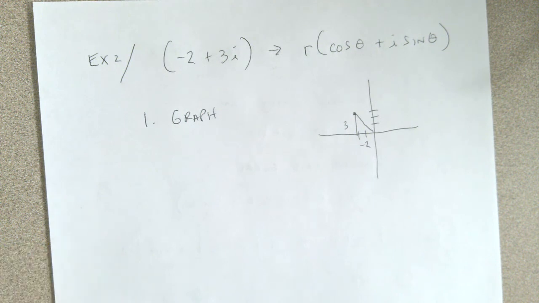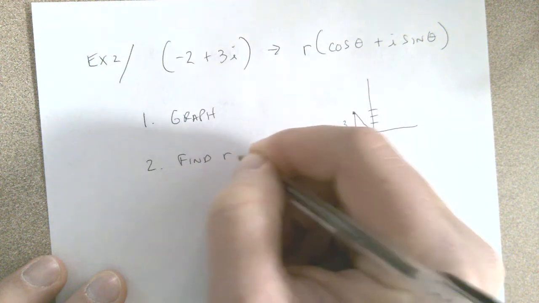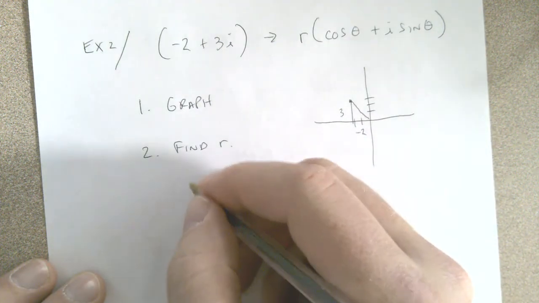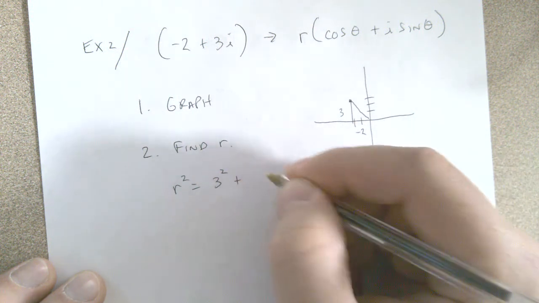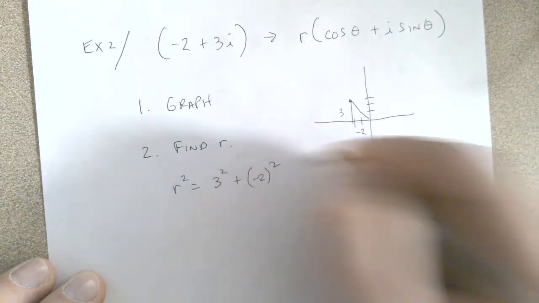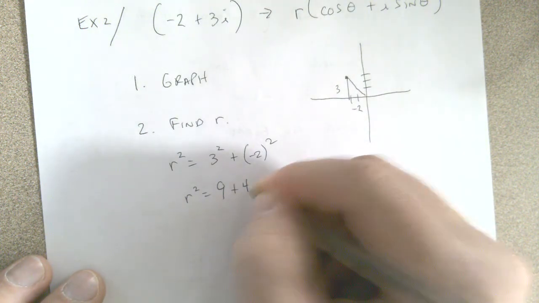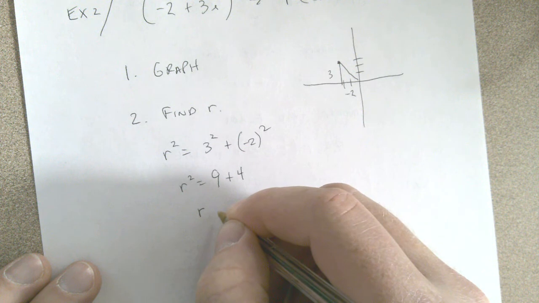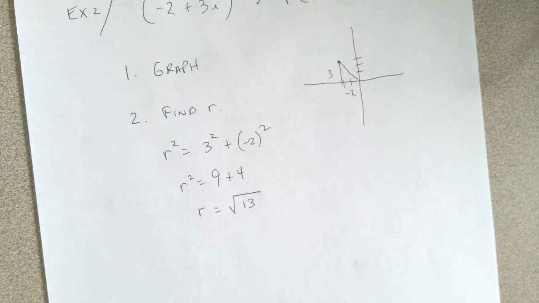Go ahead and find your r value. What we're going to do is r squared equals 3 squared plus negative 2 squared. Hopefully you're getting your r value to be radical 13.